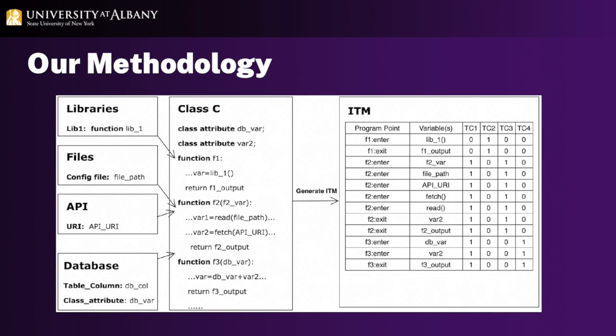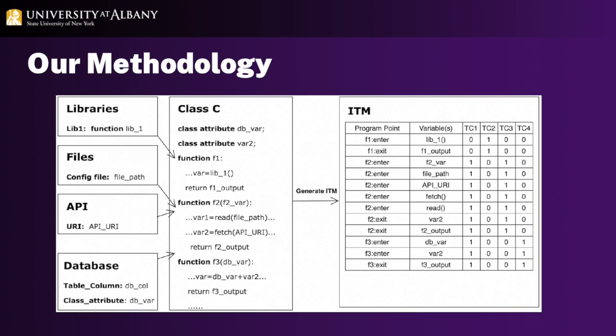We have four test cases: TC1, TC2, TC3, TC4. We run these test cases with the instrumented class C and then generate the program environment traceability matrix, called ITM, which is shown on the right-hand side of the graph. ITM renders the relationship between the program environment and the test case. You can see the first column is the program point, the second column is the variable set, and the rest shows the correlation between test case and the program environment.